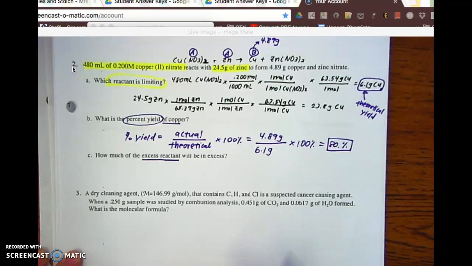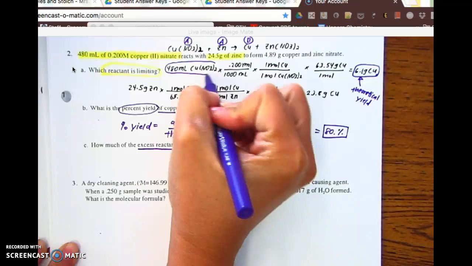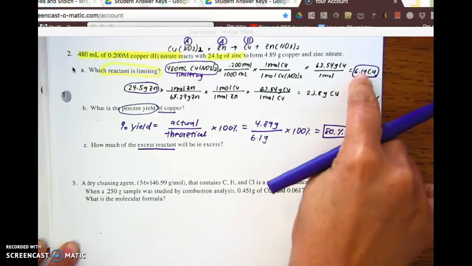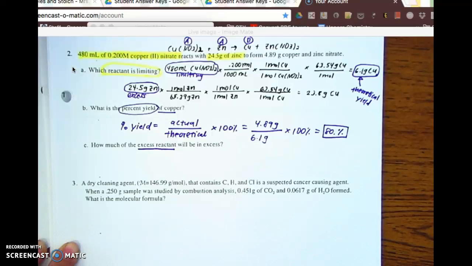So first of all, I know that my copper nitrate is what was actually limiting the reaction. I didn't have enough of it, so this is what ran out first. Now the zinc, from doing my calculation, I found out that if I had 24.5 grams of zinc, I would have had 23.8 grams of copper. So this is my excess reactant. Like, I had more than enough of it.